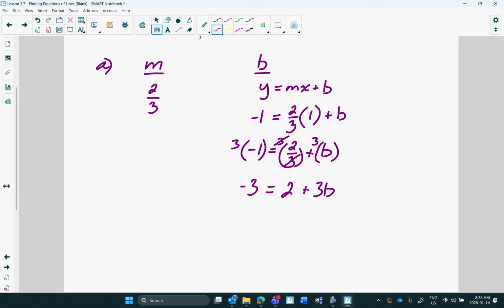Now I got to get b by itself. Well, b's on the right side, so let's move this over. So when I subtract 2 from both sides, what does the equation look like? -5, right? Because we subtract 2, and -3 subtract 2 is -5. And then the last step is to divide both sides by 3. There's our b value.